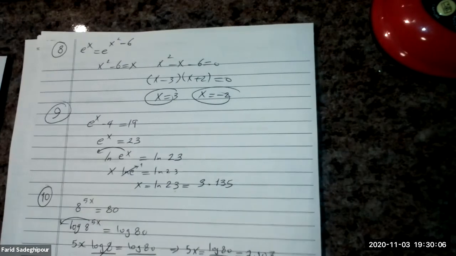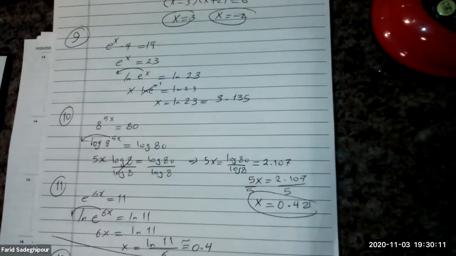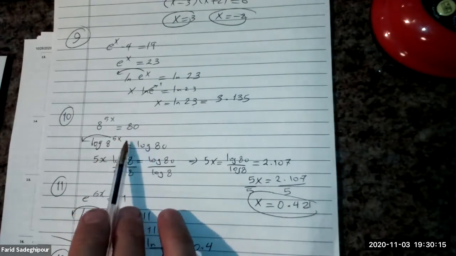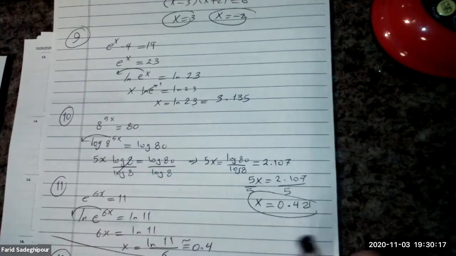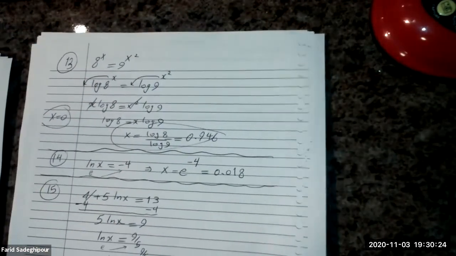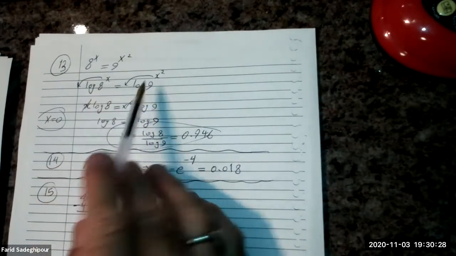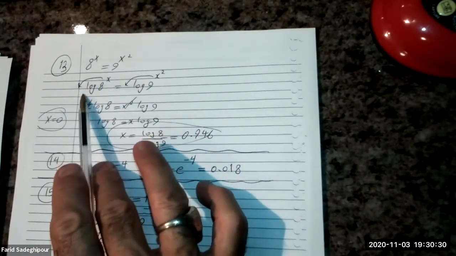You are using this idea here too. If I don't see any e here, I'll just use log. I put the log on each side, bring the 5x to the front, and so on. So these problems are all very similar. I want to skip these ones. You put the log on each side, and the power comes to the front.